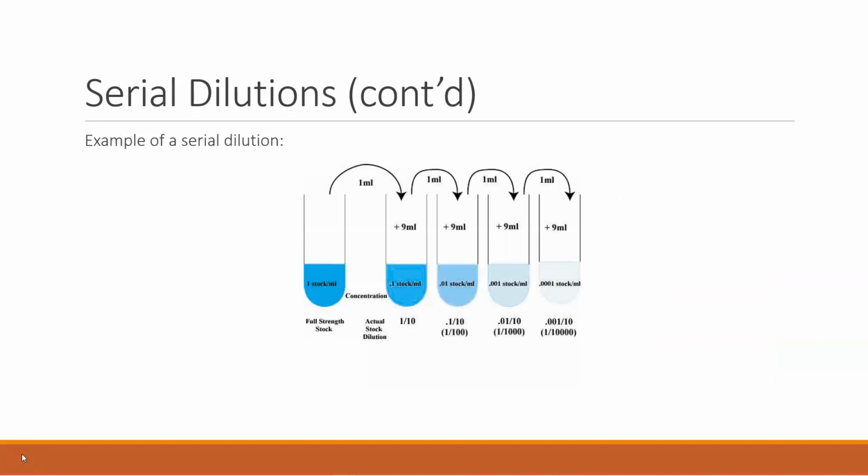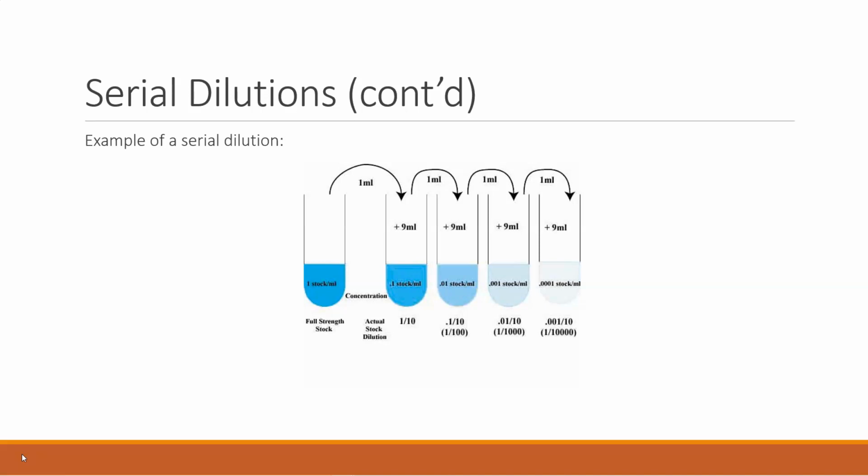So you will see this figure in serology texts, in information you find on the internet. This is an example of a serial dilution. So we have our stock, our full strength stock. In our world, this is usually a patient sample. Every tube will have 9 mLs of diluent in it. So you start off with all the tubes having the 9 mLs.